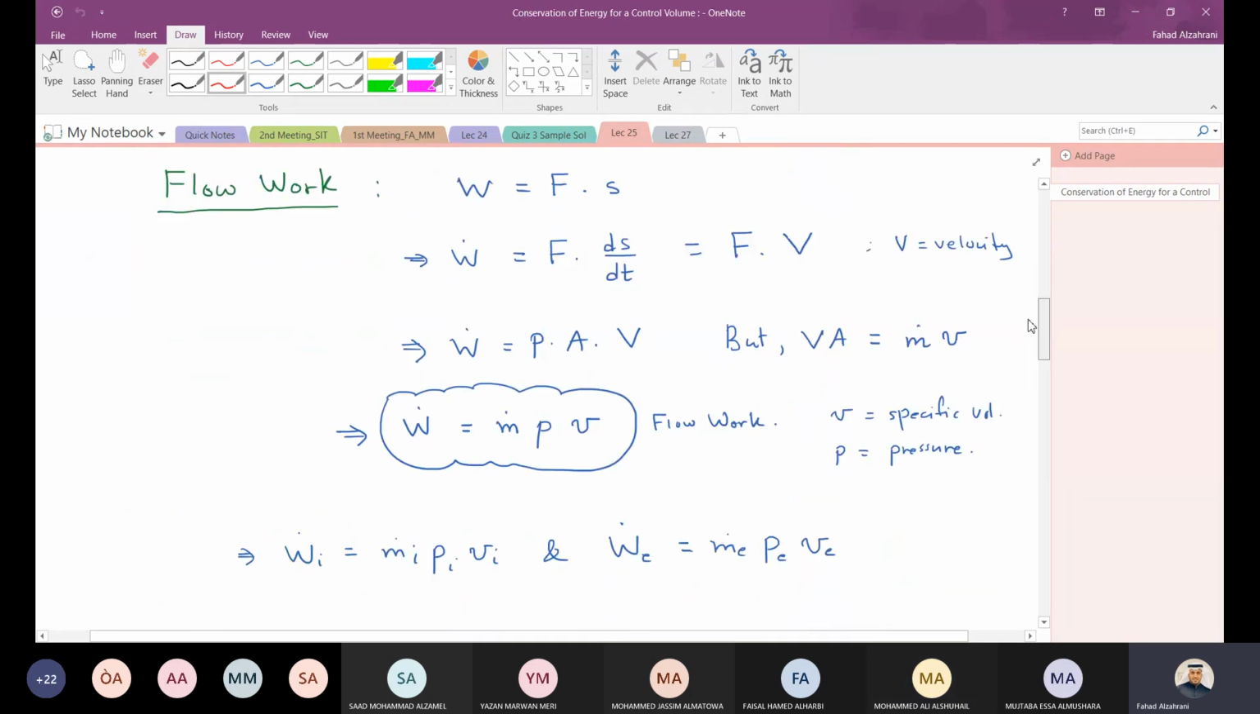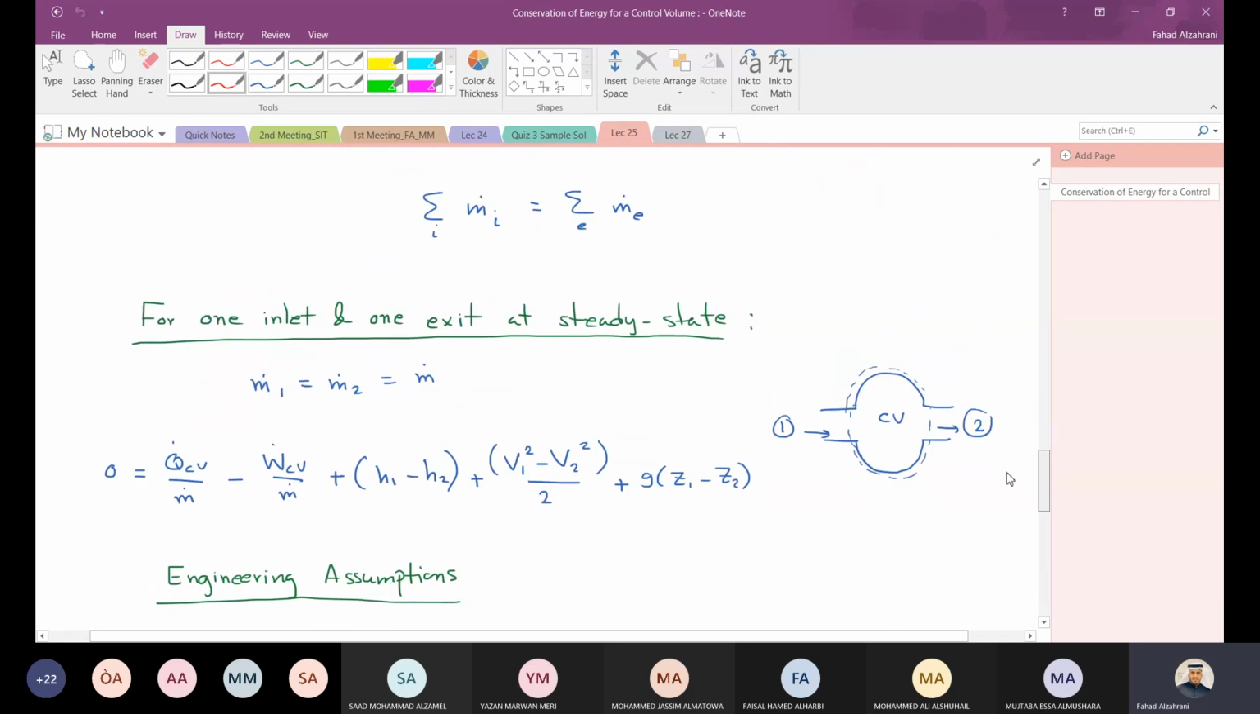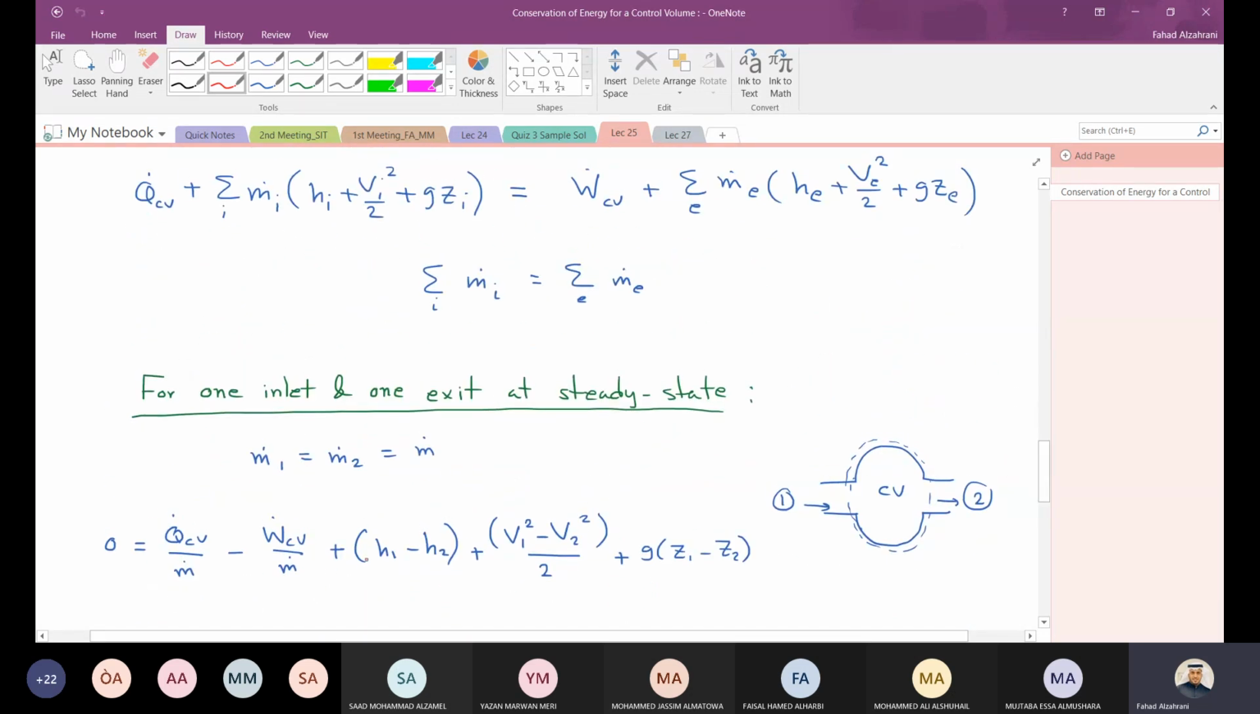So let's go back to the equation. What do we see here? What's the general equation? Let's go to this one here. I have one inlet, one exit. So h1 minus h2, v1 squared minus v2 squared over 2. Can I neglect the kinetic for a diffuser? No, because the objective is to increase the velocity, so the difference is actually high in this case. So we're not gonna neglect the kinetic energy.